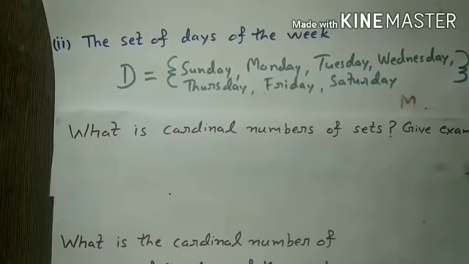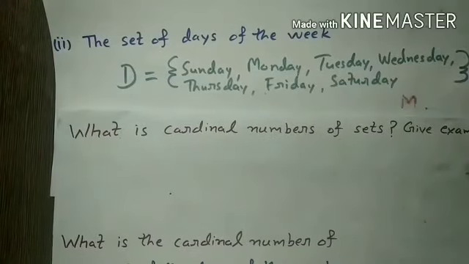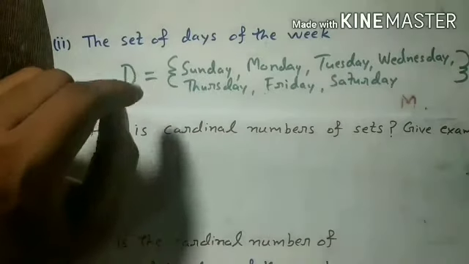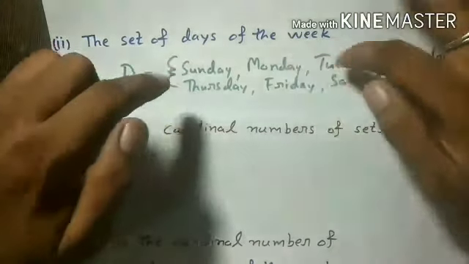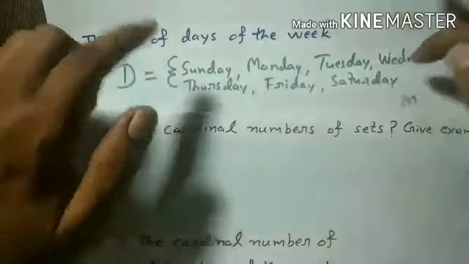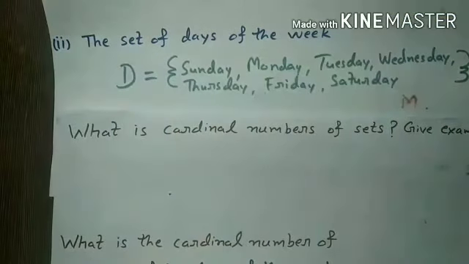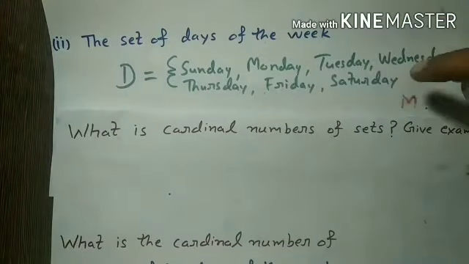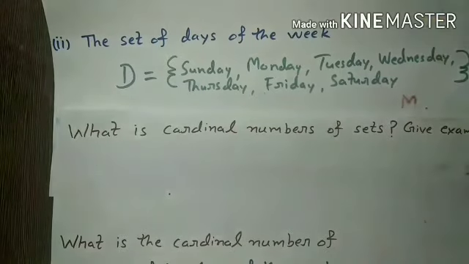The set of the days of the week. We have seen that how many days are there in the week? 1, 2, 3, 4, 5, 6, 7. So how many days are there? Only 7 members are there in this set D. So what is the cardinal number of this set? That will be 7. Okay.